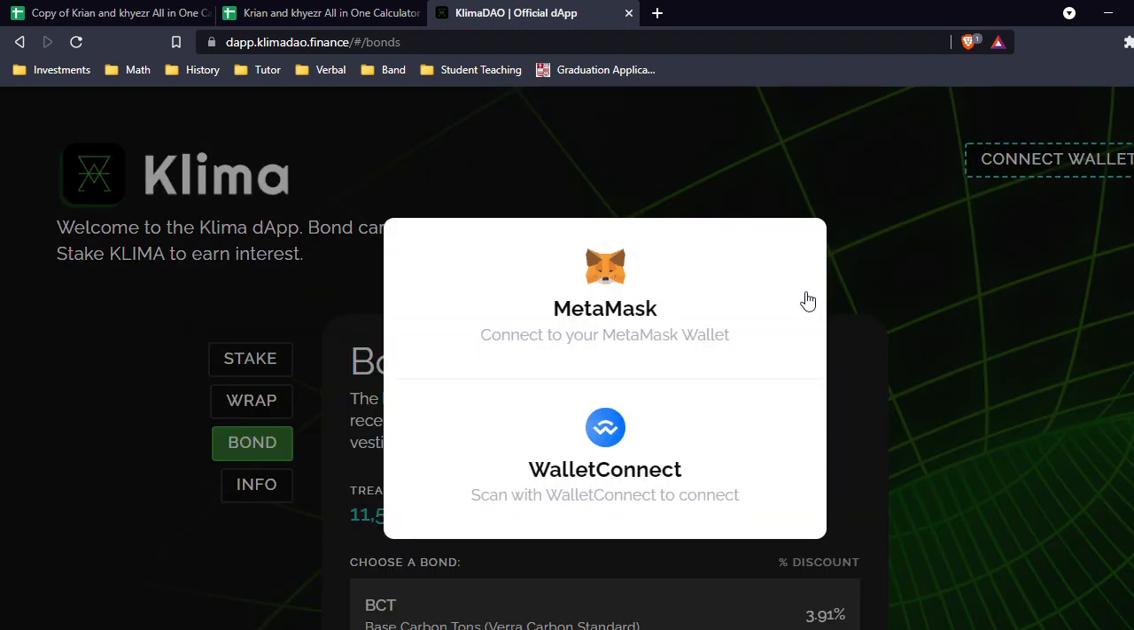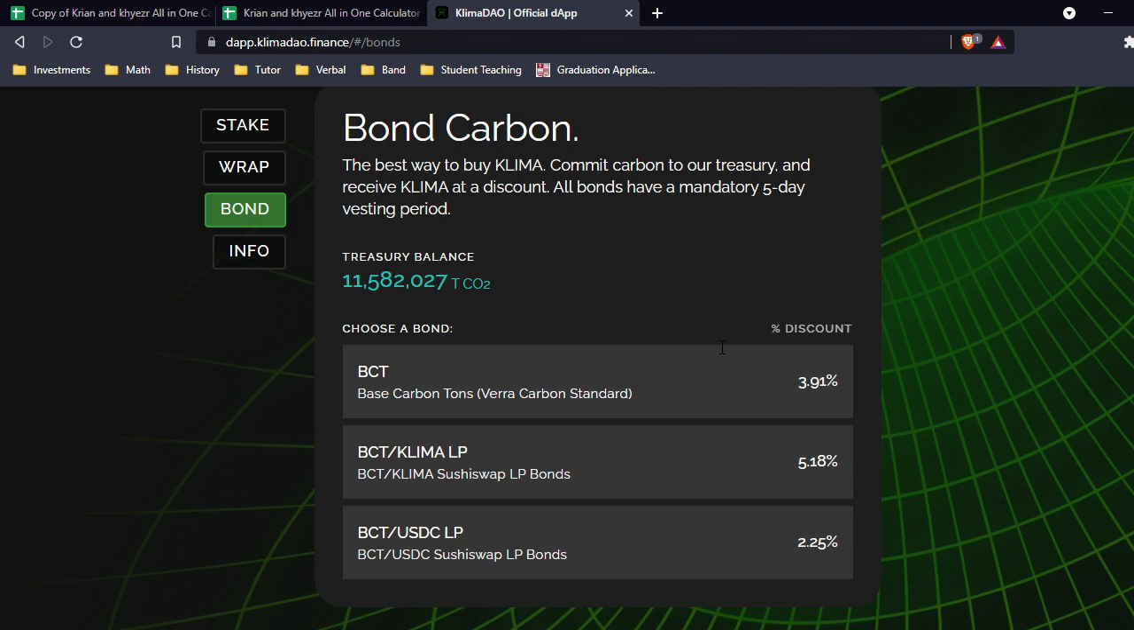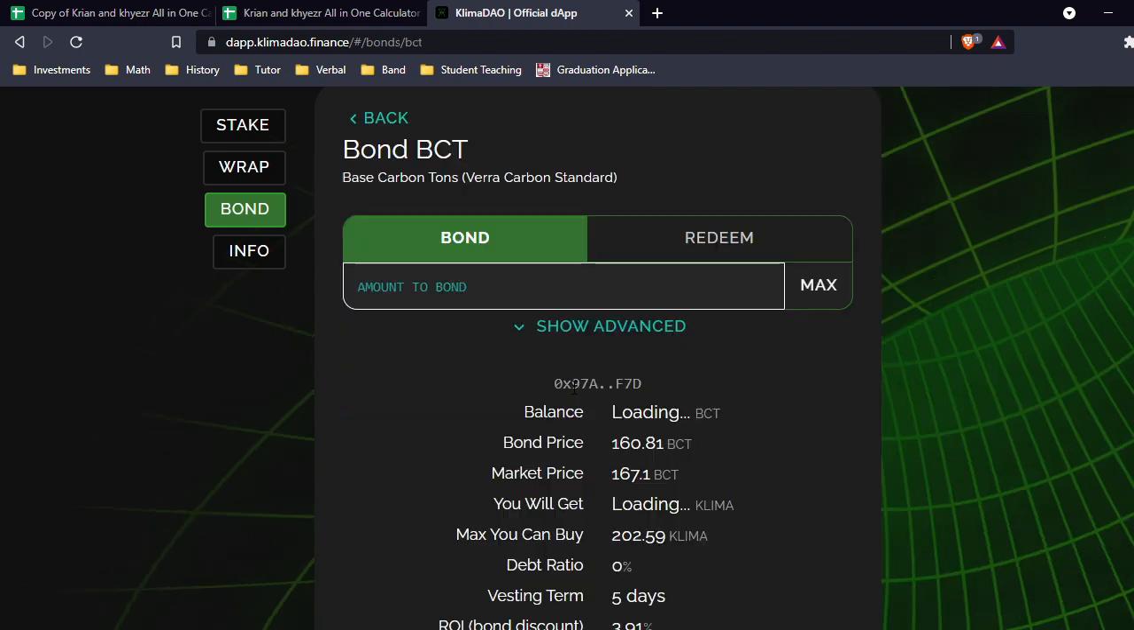But you'd connect your wallet. You'd click BCT. Make sure you have BCT in your wallet. You'd hit max. I only have one BCT, high roller, I know. And there's a minimum amount, right? So don't even waste your time with small amounts. It's not going to clear. The protocol will reject it if you don't have enough.